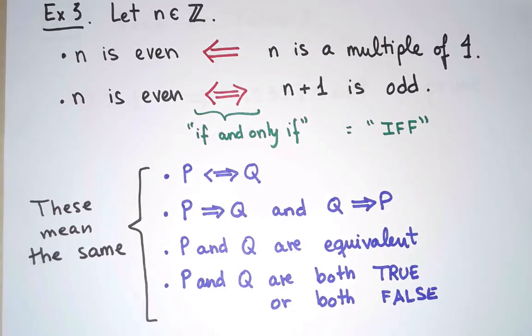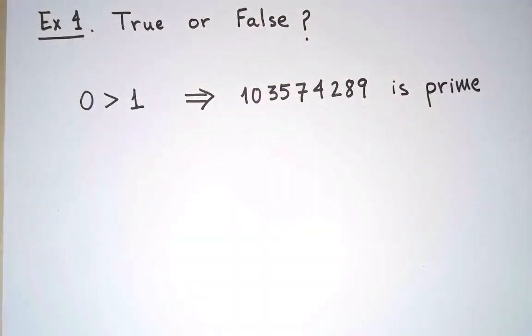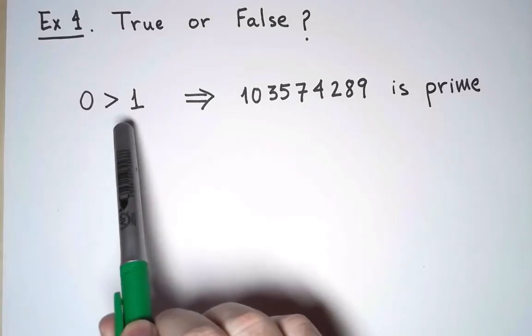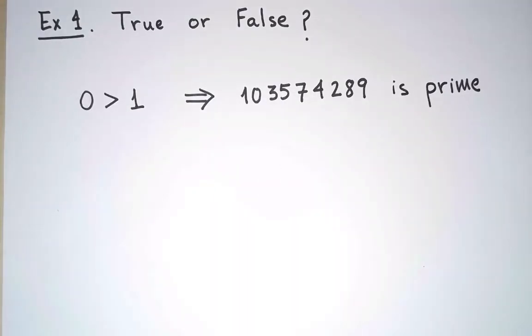To conclude this video, I have one more little test, and this one is going to be a bit counterintuitive. Here's an exercise. Is this true or false? If 0 is greater than 1, then this number is prime. Pause the video for 10 seconds, decide what you think, and then continue watching.